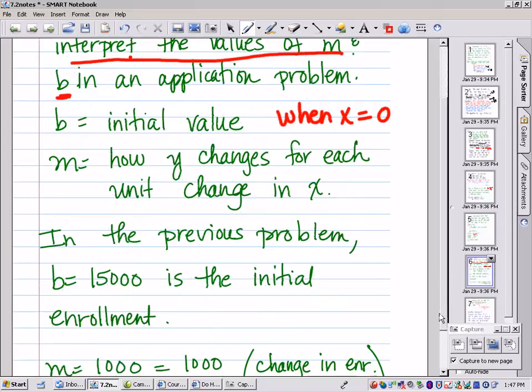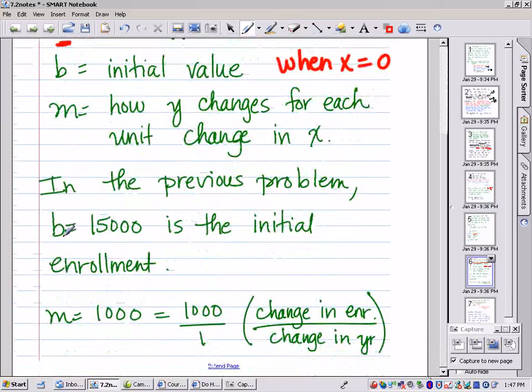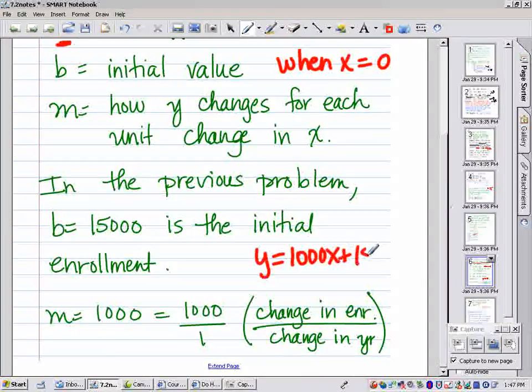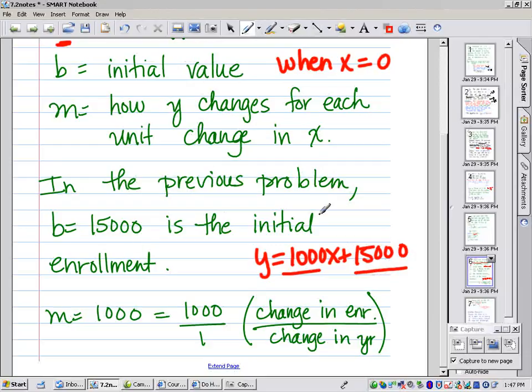So in that previous problem, when we looked at y is equal to 1,000x plus 15,000, these 1,000 and 15,000 numbers should have some meaning to you. So we know that 15,000 is the initial enrollment, or that is the enrollment in year 0. But year 0 was 1998. So we could say it's either the initial enrollment or the enrollment in 1998.